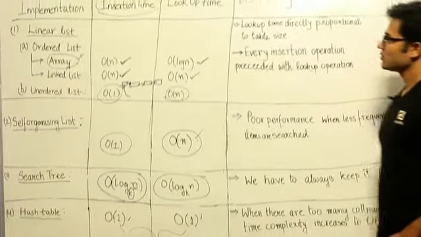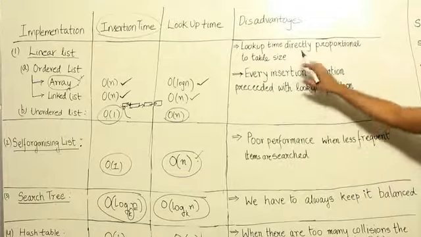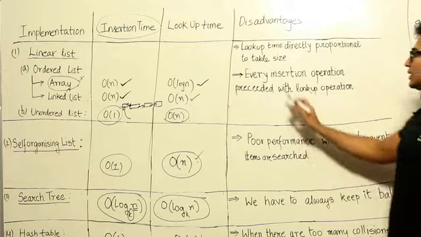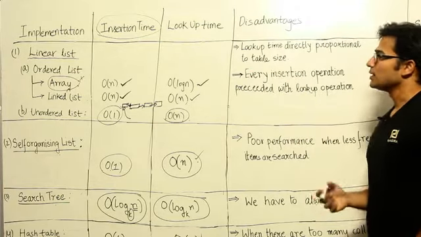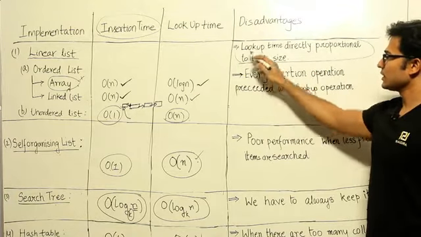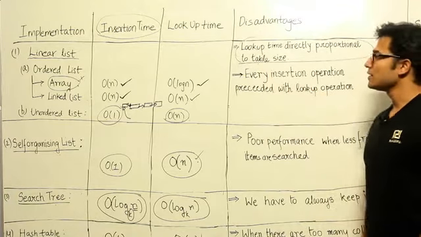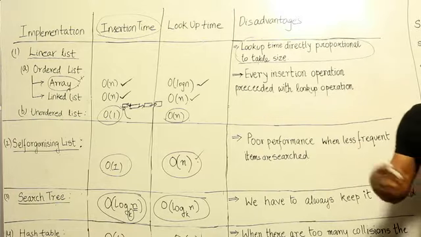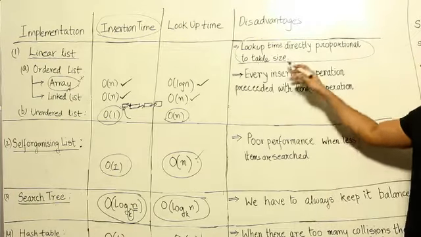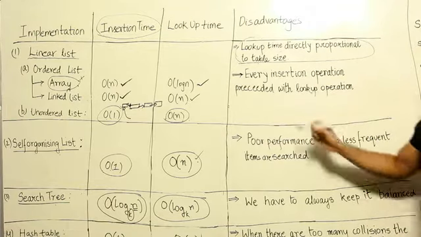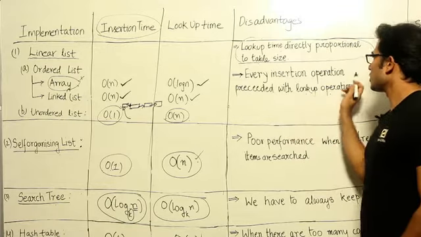Now let's see the disadvantages of each method here. The disadvantage of the linear search is, if you look at the search time in the linear list, the search time is proportional to the size of the list in case it is an unordered list. In case of an ordered list, you can do it in log n time if it is an array. In case of a linked list, either ordered or unordered, you might have to search the entire list, and therefore the lookup time is directly proportional to the size of the table. And every insertion operation is preceded by a lookup operation.